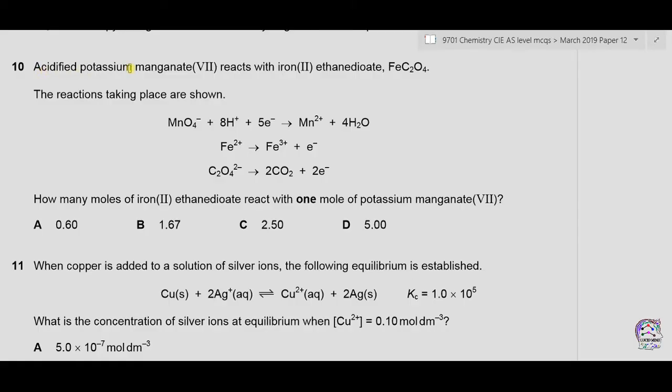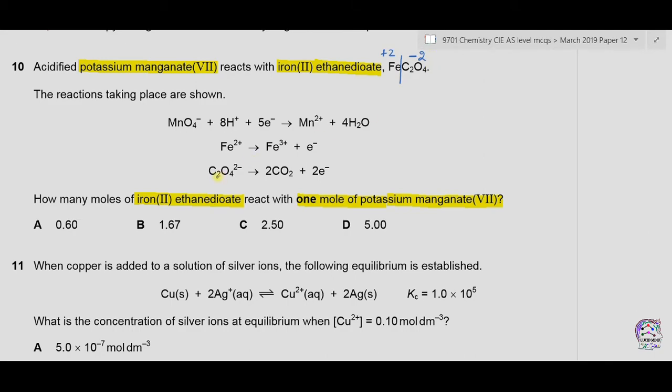Question number 10. Acidified potassium manganate 7 reacts with iron 2 ethanedioate. The reactions taking place are shown. How many moles of iron 2 ethanedioate react with 1 mole of potassium manganate? They have given us potassium manganate and iron 2 ethanedioate. Let's find the oxidation states. Iron is +2 as they have given in this equation, and overall the molecule is neutral, so therefore the charge on ethanedioate will be -2.